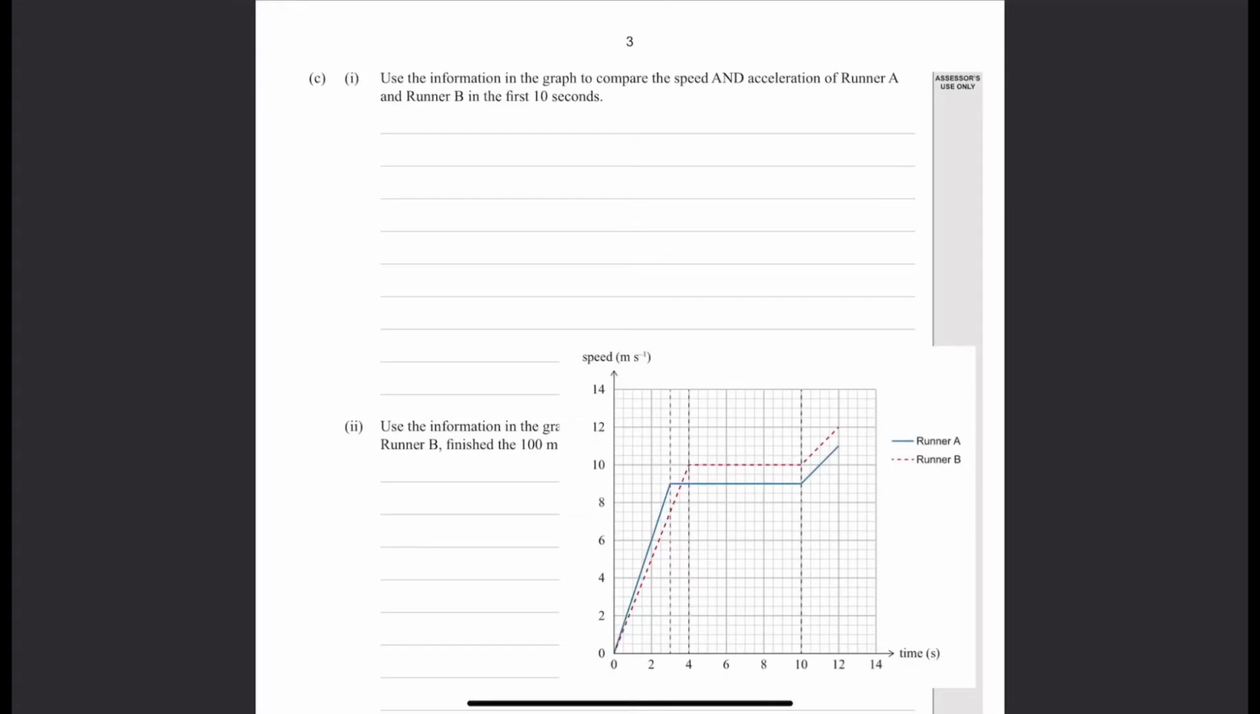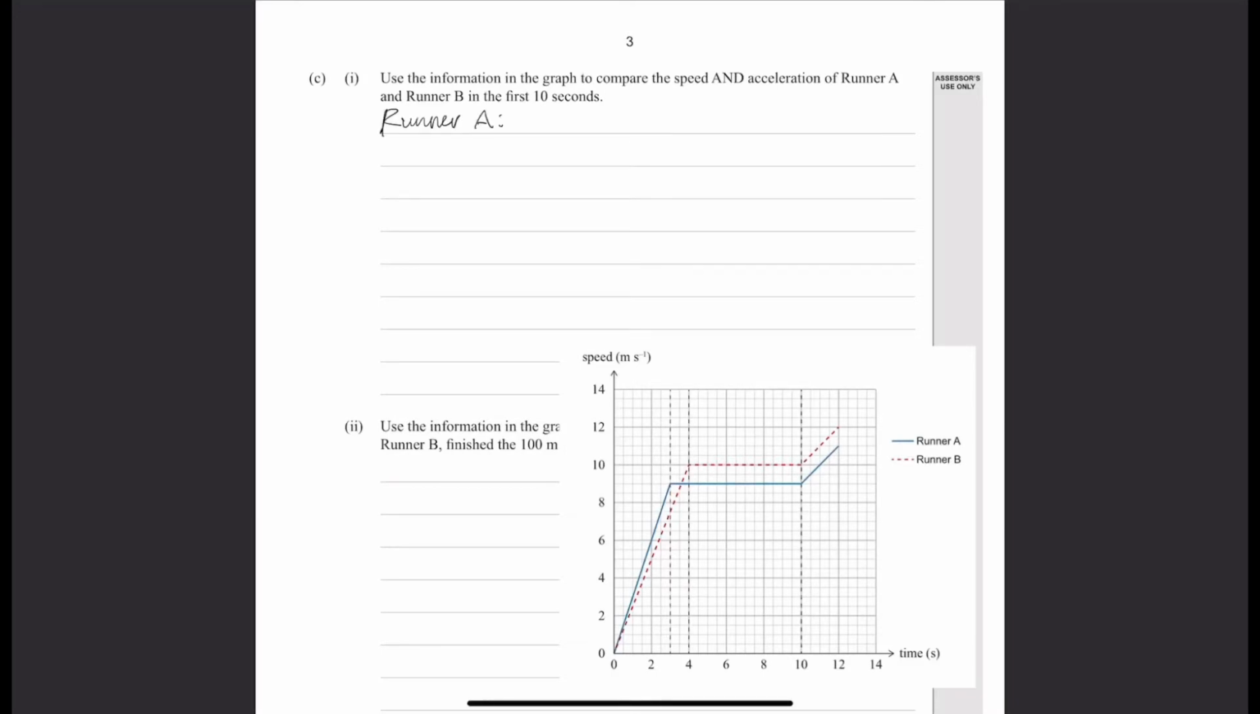Now, this time we're looking in the first 10 seconds. So we notice that there's going to be a period of acceleration and constant velocity for both of ours, because we can see there's a change in velocity with a change in time, and then no change in velocity while there is a change in time. So we know acceleration and constant velocity. I'm going to start out with runner A first.